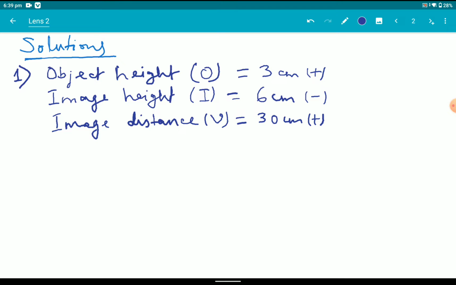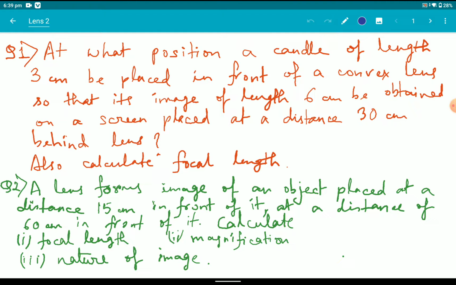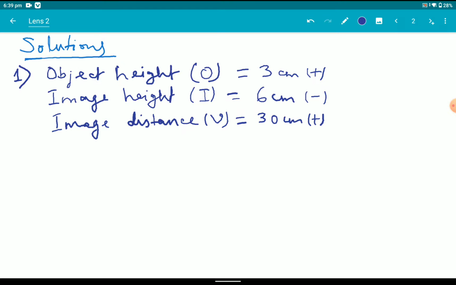Now let us come to the solution. So what do you have to find out here? See, we have to find out the focal length, and previously to that we have to find out the object distance. Okay, fine. So let us consider the object distance to be u. We don't know whether it will be positive or negative. We will find it out from the calculation.